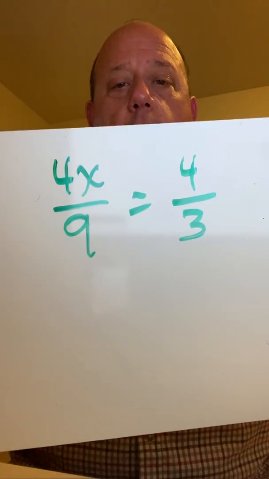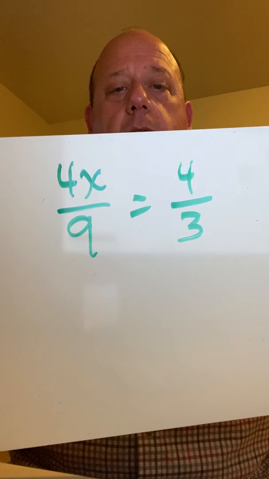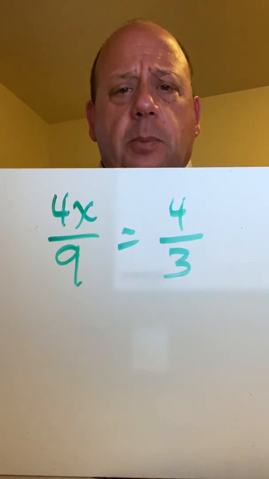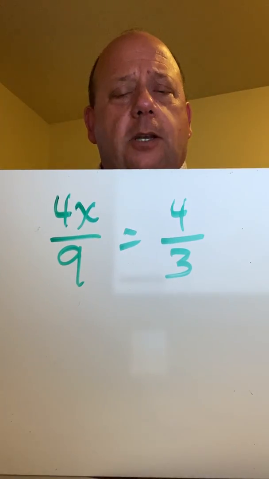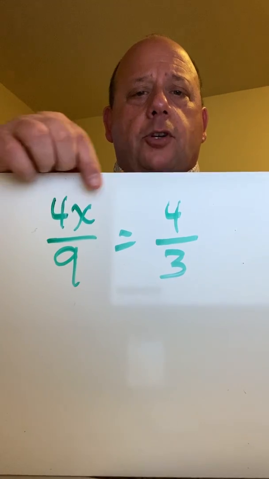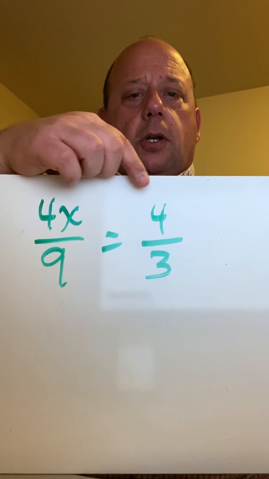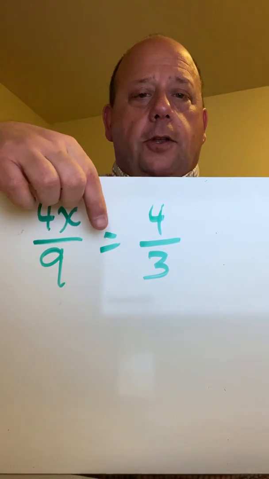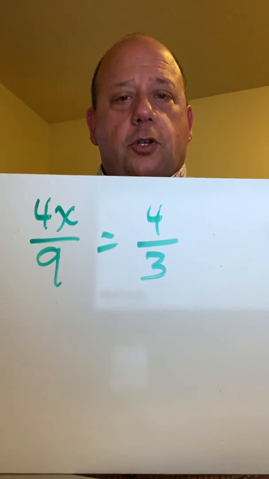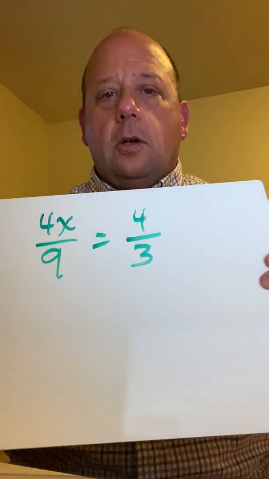Write that out on your own. Stop the video. You wrote it out? Good. This is what it should look like. 4x over 9 is equal to 4 over 3. This is called a proportional ratio equation because proportions are equal ratios. Equal ratios make a proportion. These are ratios, and they're equal to each other. It's a proportion.